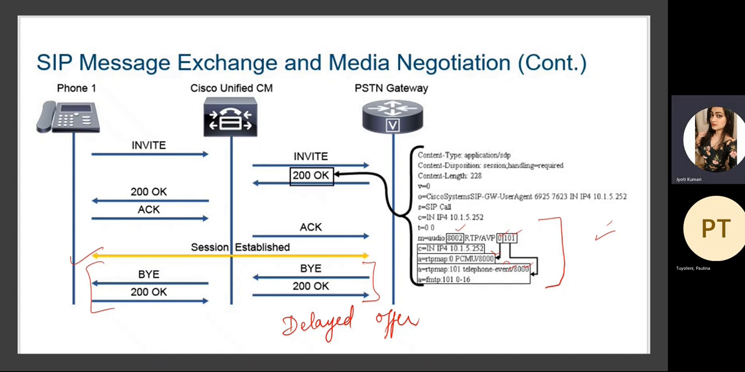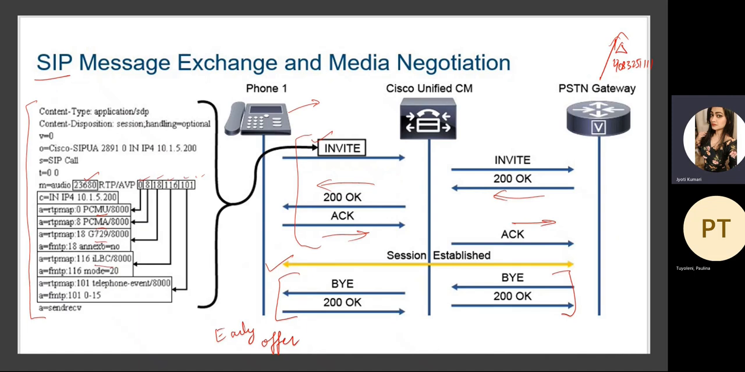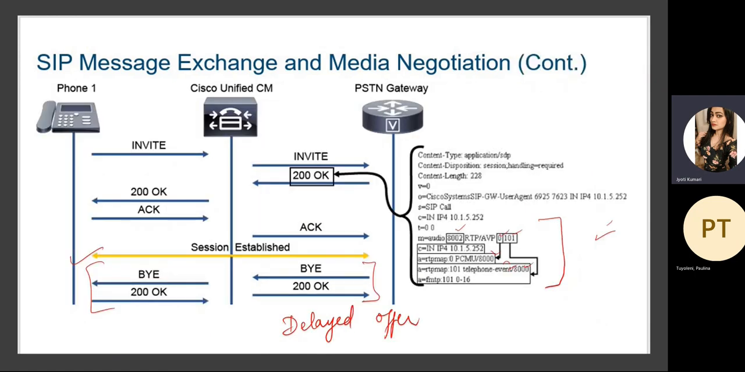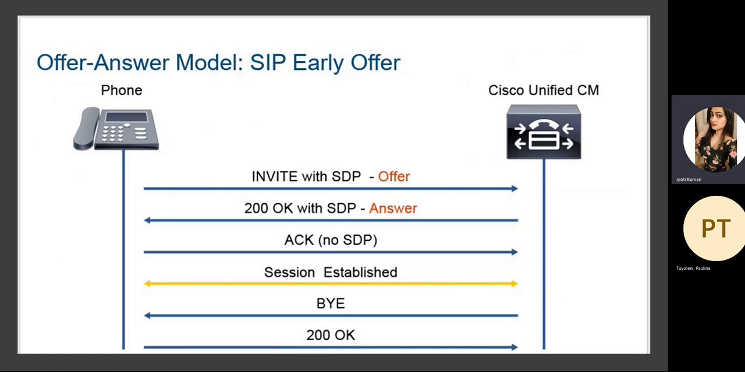So this is the only difference between the early and the delayed offer: in the early offer, the parameters between the phones are exchanged within the first invite message from the initiator, whereas in the delayed offer, they are sent by the destination, as the invite message does not have that information, but it needs to be matched. This is what I was talking about.